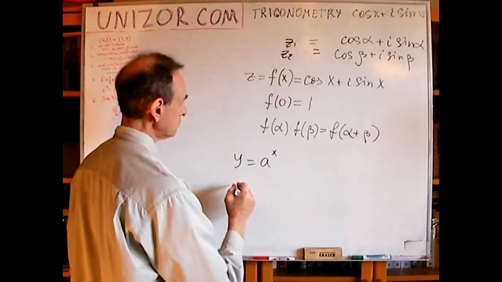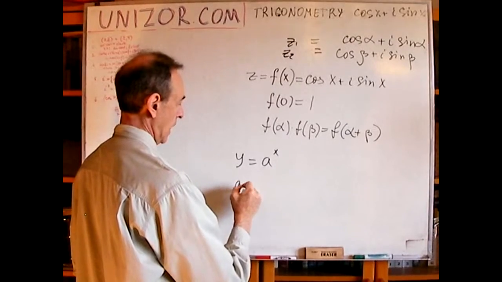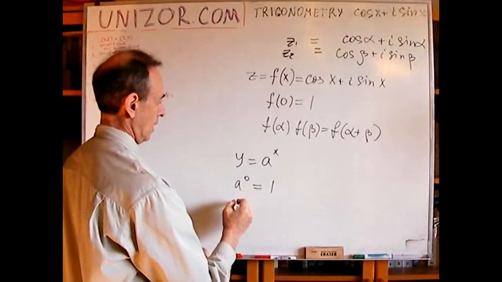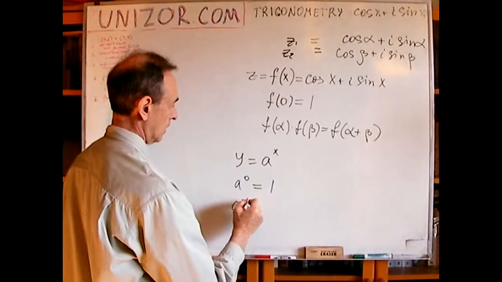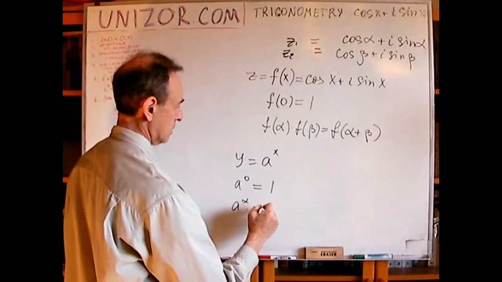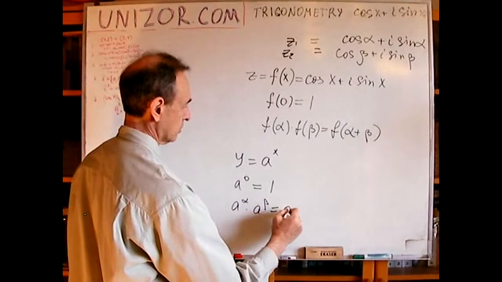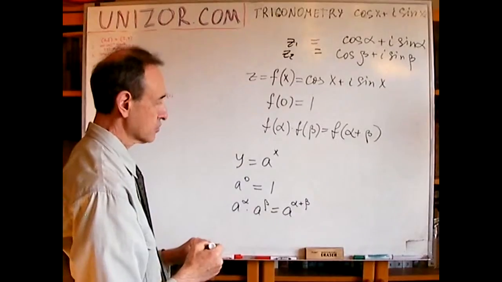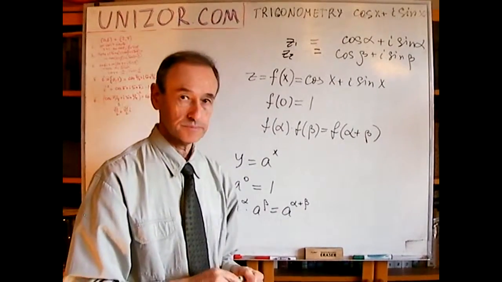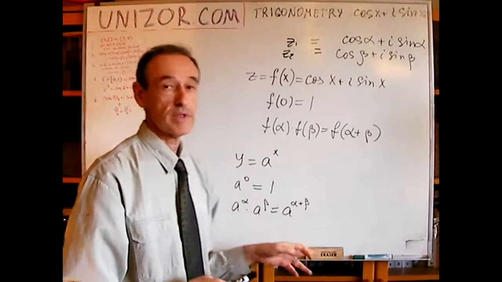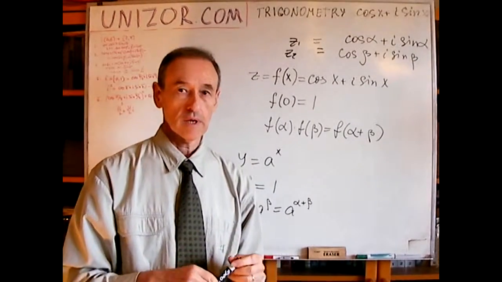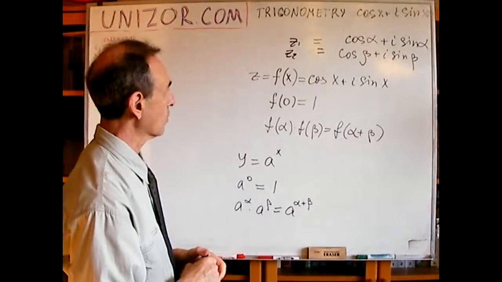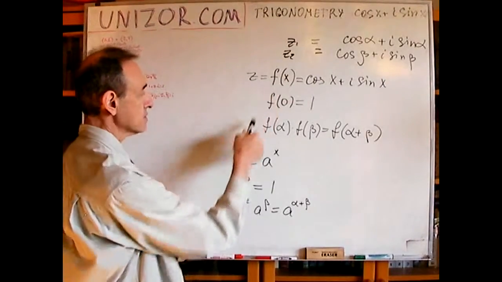Well, a to the 0 is equal to 1, right? And a to alpha times a to beta is equal to a to alpha plus beta, and the exponents are added together, right? So if you don't remember this, go ahead and re-examine the exponential functions. They do exist in the course. So you see the resemblance.